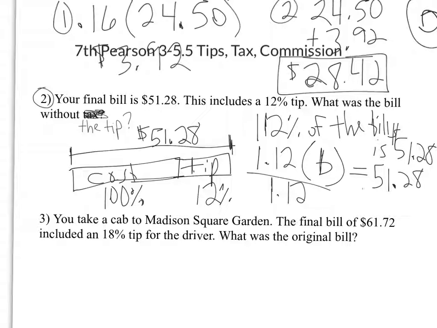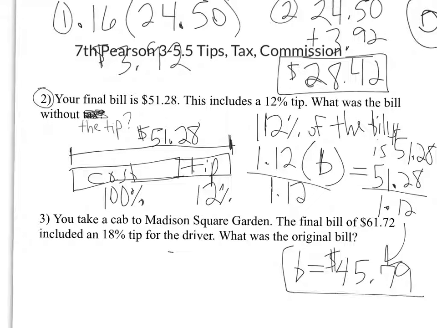Good. So we're going to divide by 1.12. We're dividing by a number that's bigger than 1, so our answer should be getting smaller. And then we'll just round that off to the nearest cent here. It doesn't come out quite evenly. So $45.79 should be to the nearest cent when we divide that out.